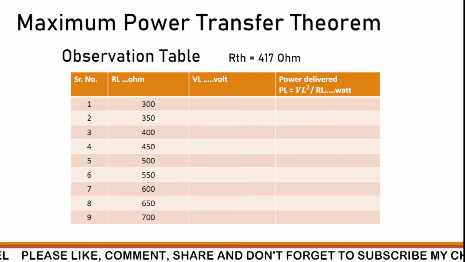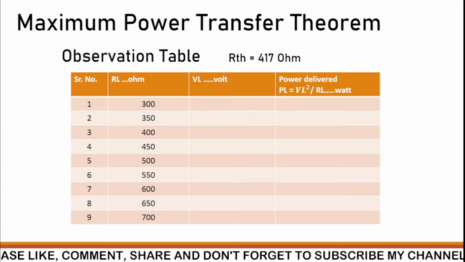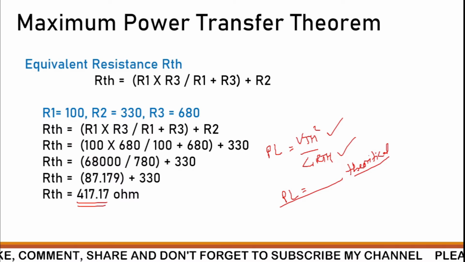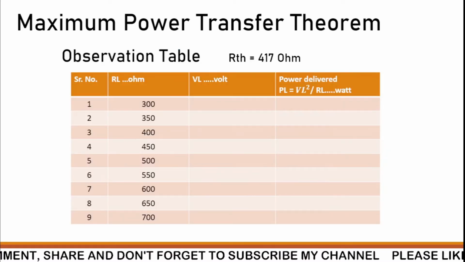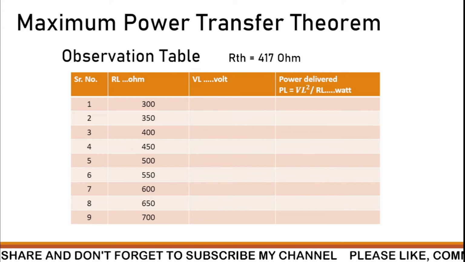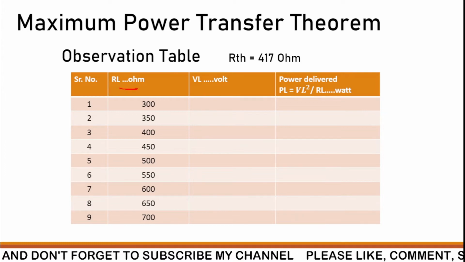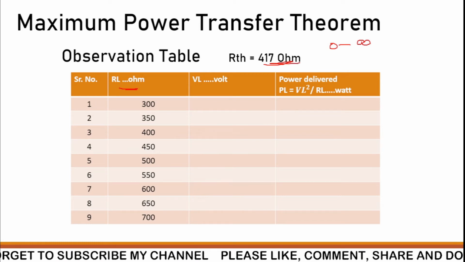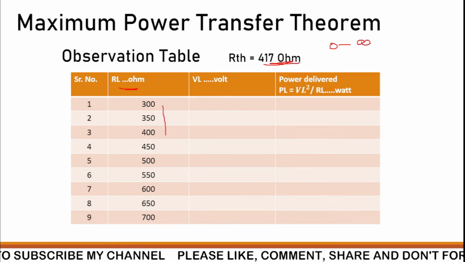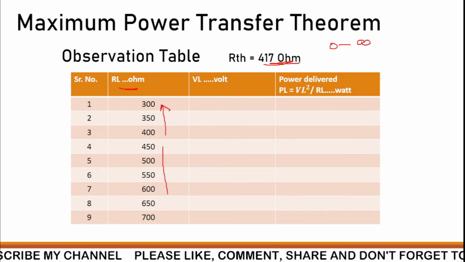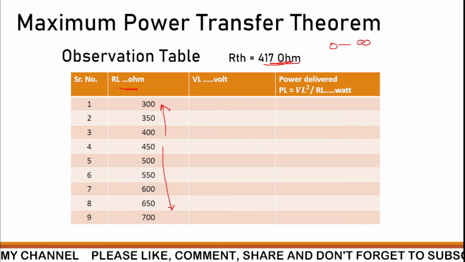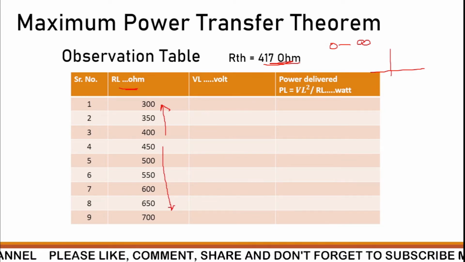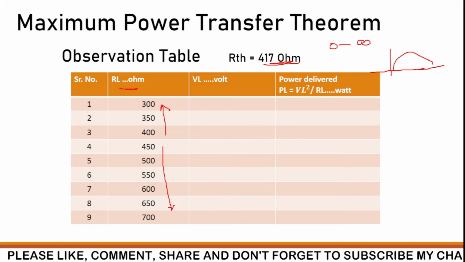So while performing the experiment, what we are going to find, so look at here, we have found out RTH is 417. So there is no need to take the load resistance from 0 towards infinity. So we stick towards the 470 and we are going to take a few readings back and a few readings forth. So back and forth readings will give us a graph like this.